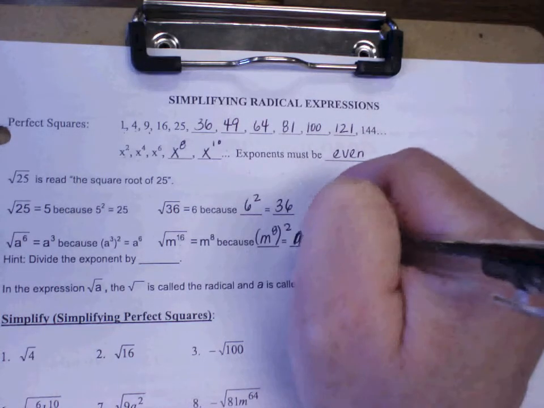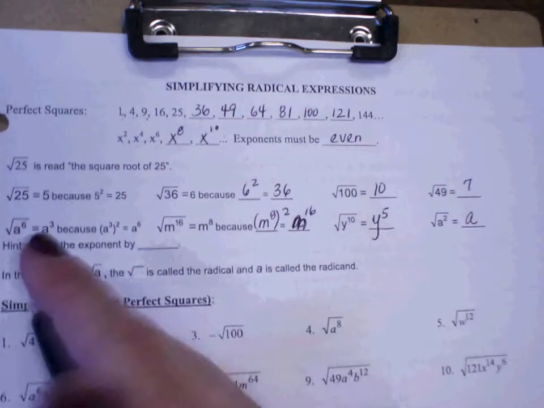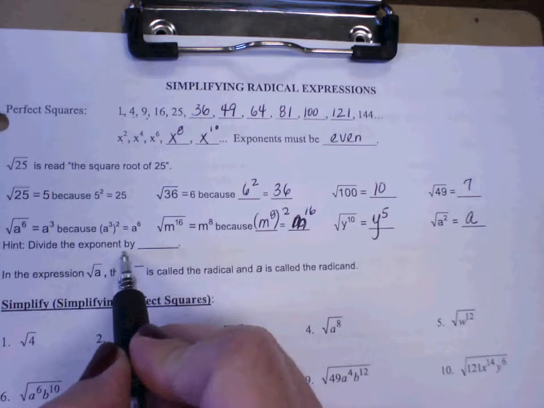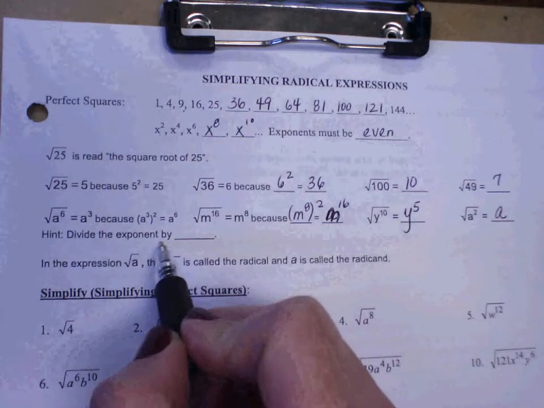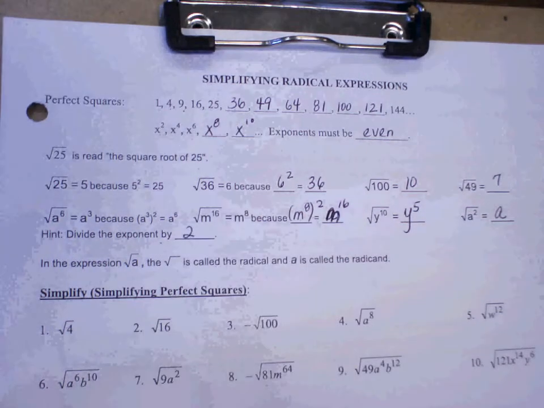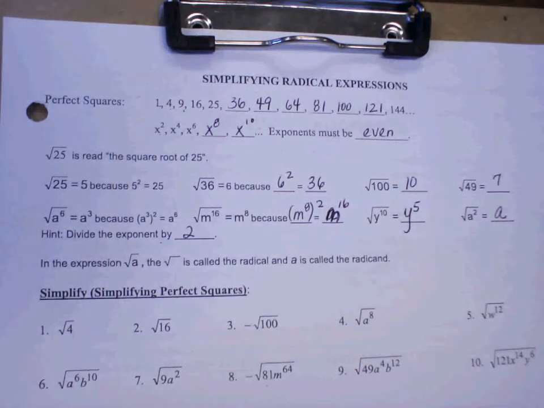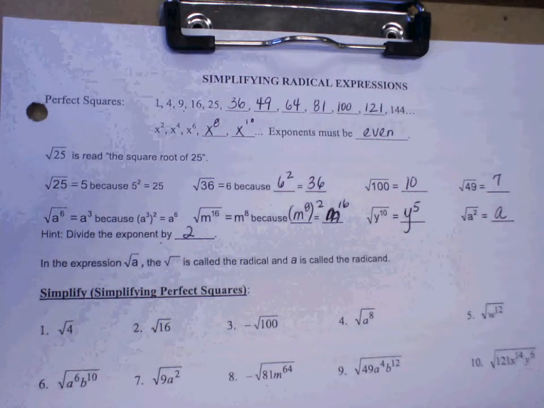So hint, divide the exponent by what? When it's a square root, you've got to divide it by what? By 2. But if it's a cubic root, you don't divide it by 2. You divide it by what? 3. But if it's a 7th root, you don't divide it by 2 or 3. You divide it by? You get the deal, right?